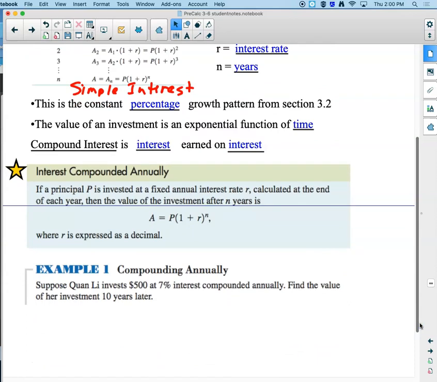So if a principal P is invested at a fixed annual interest rate r, calculated at the end of each year, then the value of the investment after n years is A equals P times (1 plus r) to the n, where r is, of course, expressed as a decimal.